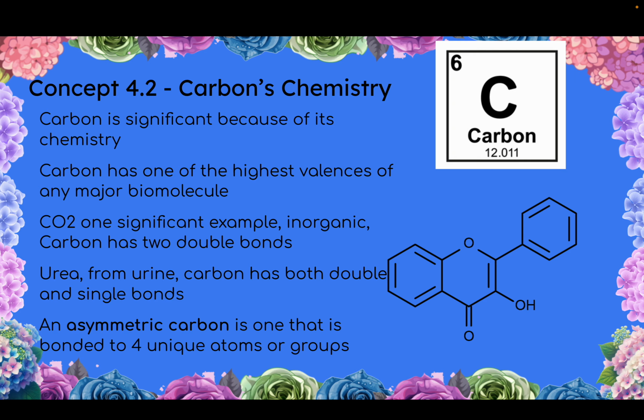groups. But if it was double bonded to an oxygen, and then bonded to a hydrogen, and then bonded to a nitrogen, that would not be an asymmetric carbon because two of its bonds are with the oxygen because of the double bond. So that's what an asymmetric carbon is.